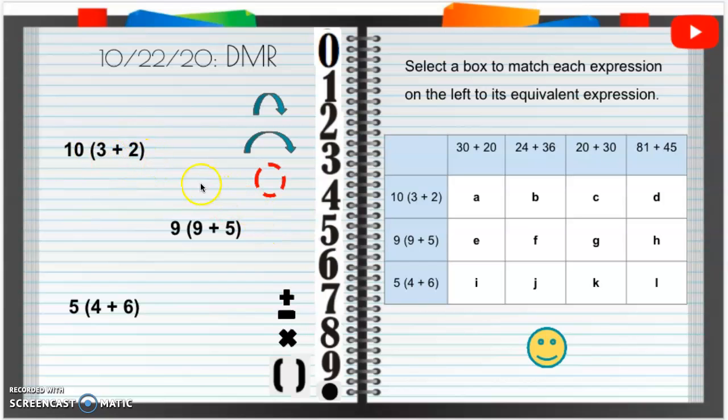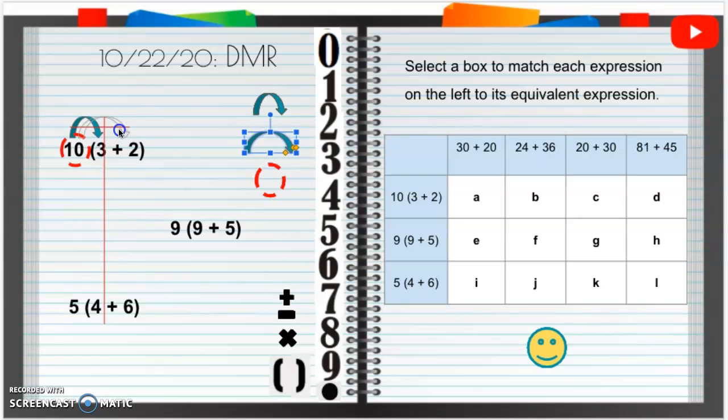So what do we do with that 10? Oh yeah, we're gonna circle it. So let's circle the number in front of the parentheses. There we go. So we're gonna circle that number in front of the parentheses. Then what are we gonna do? We're gonna distribute it. So we're gonna multiply it through. So 10 times 3, and then we have 10 times 2.